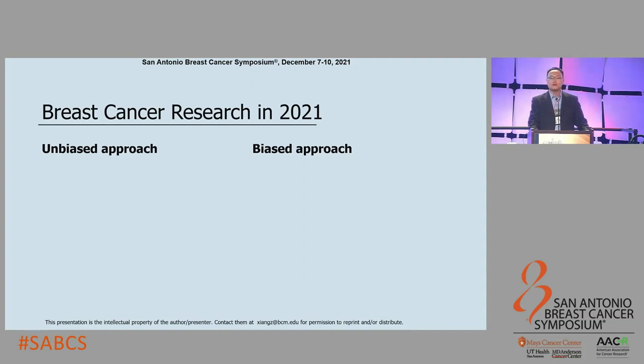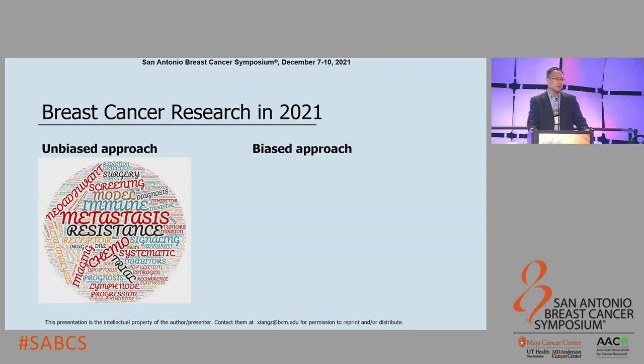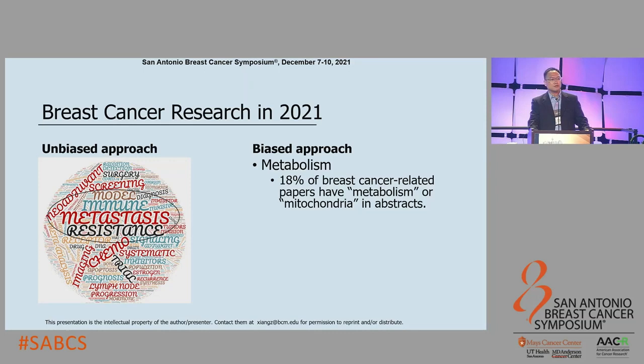So I took 2 approaches to identify the topics that may be of general interest to the audience. Using an unbiased approach, I analyzed the keywords that frequently appeared in the titles of these papers, and there 4 really stood out. These are models, immune, metastasis, and resistance. I also took a biased approach based on my own reading and interpretation of the literature. I decided to also cover metabolism in this talk.